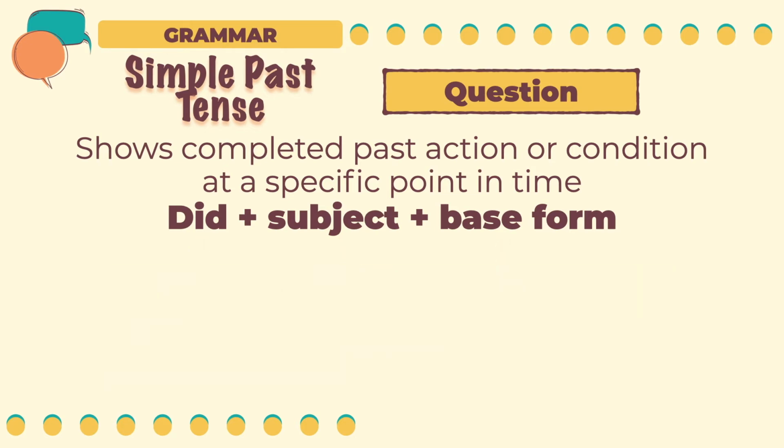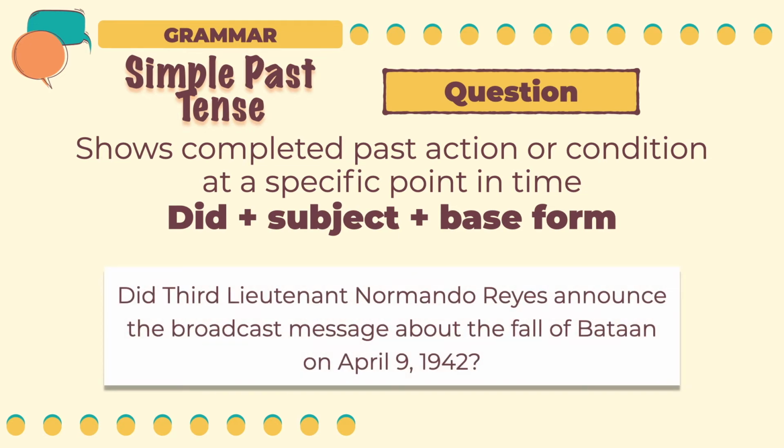Here's another example of an interrogative sentence in simple past form. Did 3rd Lieutenant Normando Reyes announce a broadcast message about the fall of Bataan on April 9, 1942? Again, this sentence follows the formula did plus the subject 3rd Lieutenant Normando Reyes plus the base form of the verb announce.